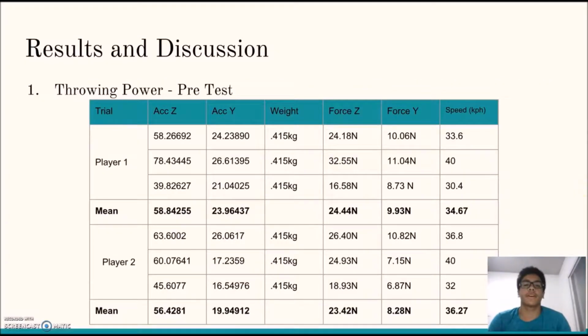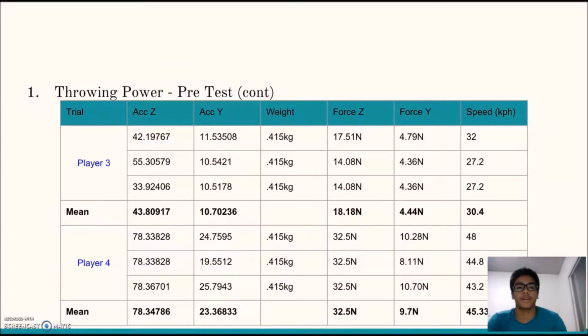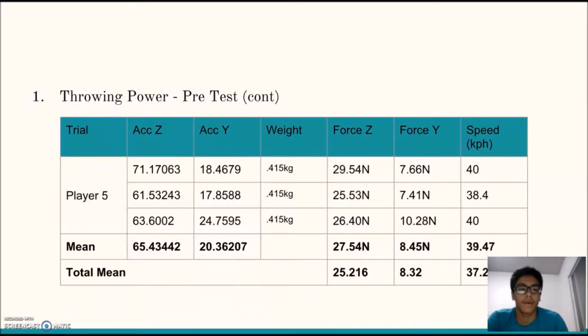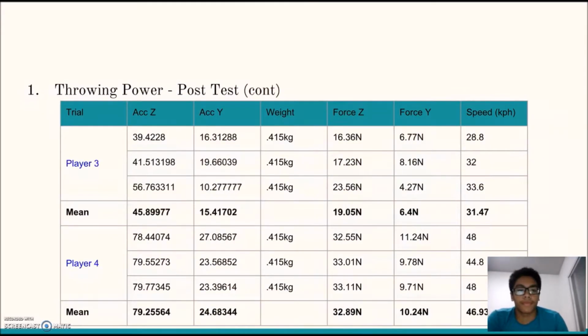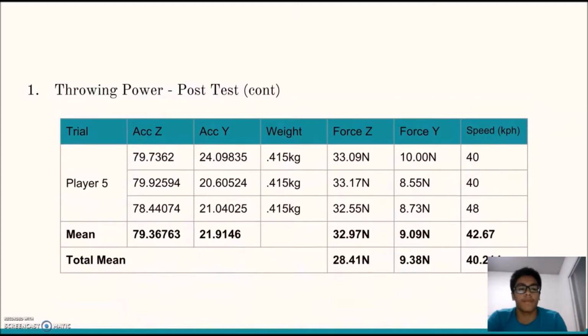So for the results and discussion part, we first start off with the throwing power pre-test and post-test comparison. So the following tables are just the compilation of data of the trials of each player. So the players highlighted in blue, they're the control group, while the rest are the experimental group, meaning they underwent the strength and conditioning interventions which we provided and made for them. So this is the post test.